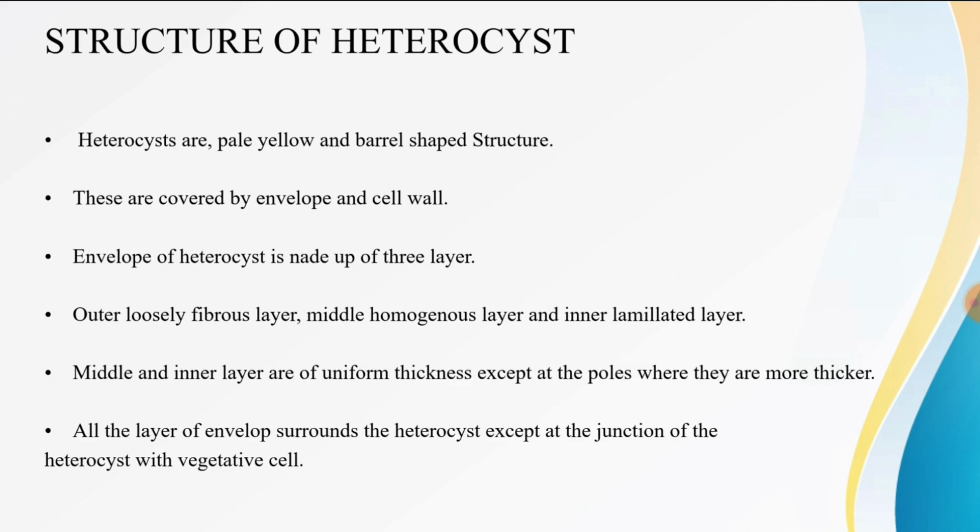Structure of heterocysts. Heterocysts are pale yellow, barrel-shaped structures. These are covered by an envelope and cell wall. The envelope of the heterocyst is made of three layers: outer loosely fibrous layer, middle homogeneous layer, and inner laminated layer. Middle and inner layers are of uniform thickness except at the pole where they are thicker. All the layers of the envelope surround the heterocyst except at the junctions of the heterocyst with the vegetative cell.